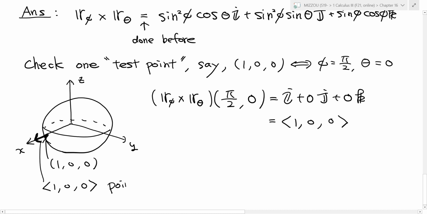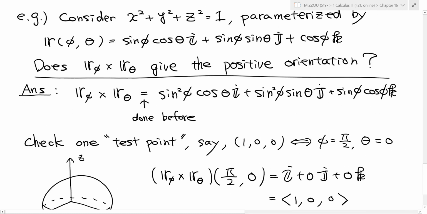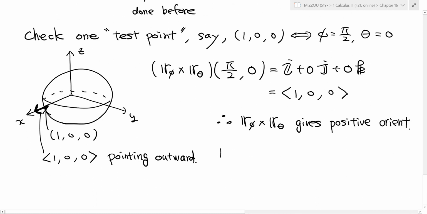Okay, this is pointing outward. So therefore, the upshot is this one gives the outward orientation, namely the positive orientation. Okay, so that's the answer. The answer to this question, does this give the positive orientation, is yes. And also, let me just note that if you switch theta and phi, this gives negative.